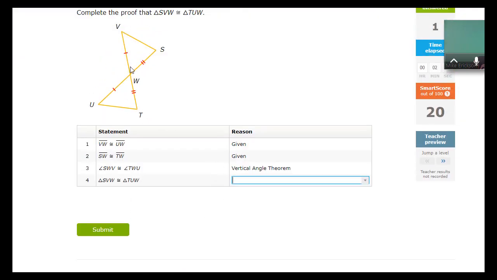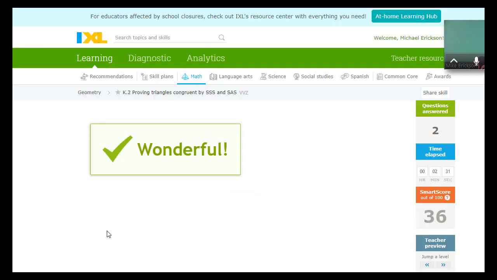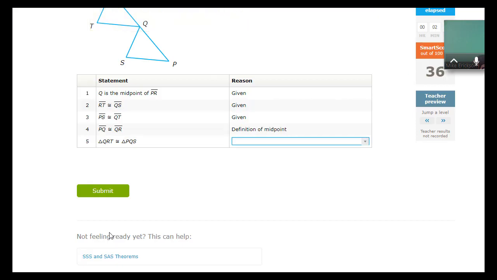Okay. Wow, I've got a side here and a side here, and I've got another side there and another side there. So if I had VS and UT, I'd have side, side, side. But I don't. They're telling me about angle SWV. That's this angle right here, and that angle is congruent to this. Those are vertical angles. That's why they call it the vertical angle theorem. And you can see that we have side, angle, side for the reason that these two triangles are congruent. So let's move on. Wow, I'm already at a 36. Probably don't even have to answer very many questions.